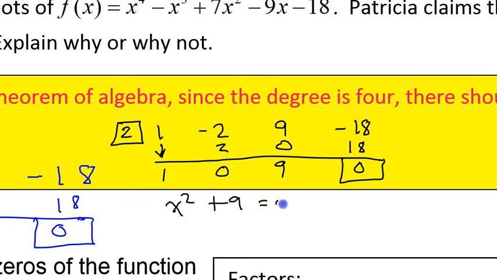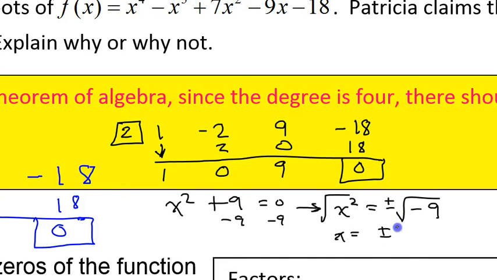This does not factor, so if I set this equal to 0, subtracting 9 from both sides gives me x squared is equal to -9. Then I would take the square root of both sides, not forgetting my plus or minus, and I would get x is equal to plus or minus 3i. So now I have guaranteed that there are other zeros because here they are.